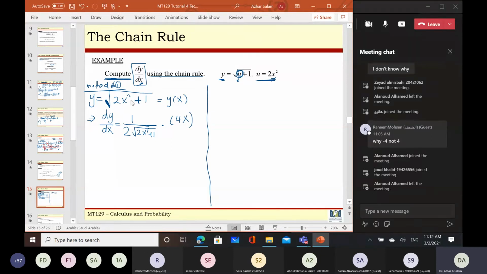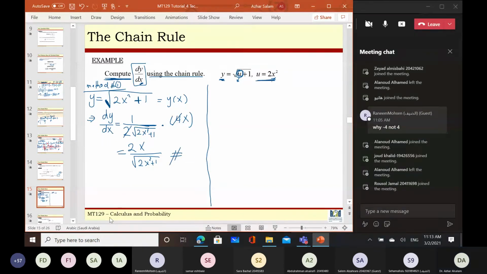من وين جبت ال 4x? From here. I differentiate inside. 2 multiplied by 2, it will be 4, and x to the power 2 minus 1, x to the power 1. Okay, مشتقة 2x تربيع هي 4x. And to simplify, I can here simplify 4 by 2 is 2x divided by the square root of 2x squared plus 1. Okay, and this is the final answer, the simplest possible answer.